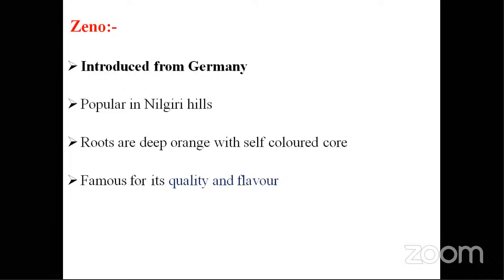Next is Zeno, which is introduced from Germany, and it is popular in Nilagiri Hills. So Nilagiri Hills, and nextly, roots are deep orange with self-colored core, famous for its quality and flavor.